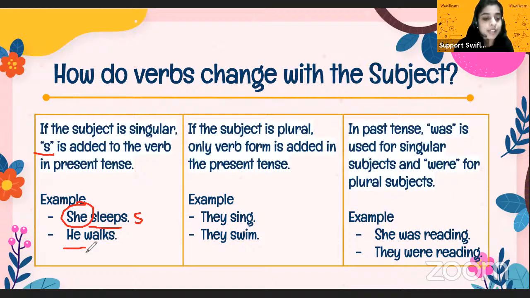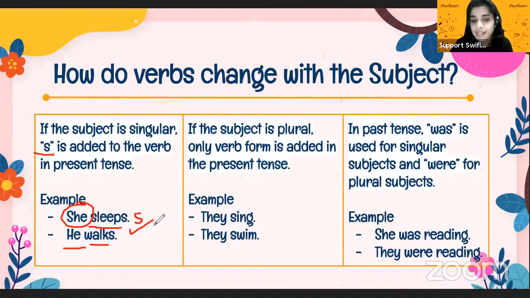Now let's take another example. He. He is again singular. One person. Now your verb is walks. Can you see s here? Yes, because your subject is singular, so your verb will have s in the present tense. I am talking about the present tense, not the past.